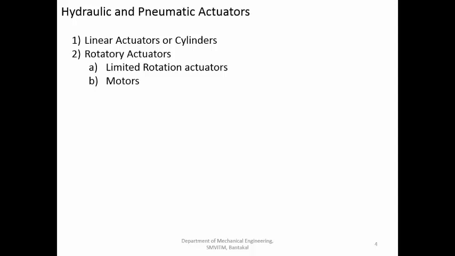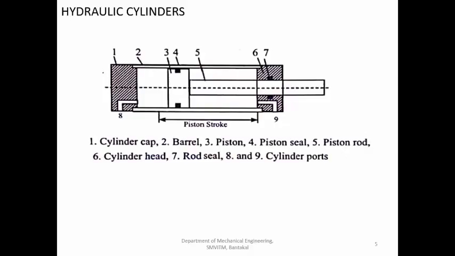Now we will see their construction, the general features of each of these types. First one is the hydraulic cylinder. The construction of a hydraulic cylinder and a pneumatic cylinder will be more or less the same. There will not be much of a difference. Cylinder means you will have a cylindrical tube that is called a barrel. You can see component number 2 here. That is the cylindrical portion, the tube.